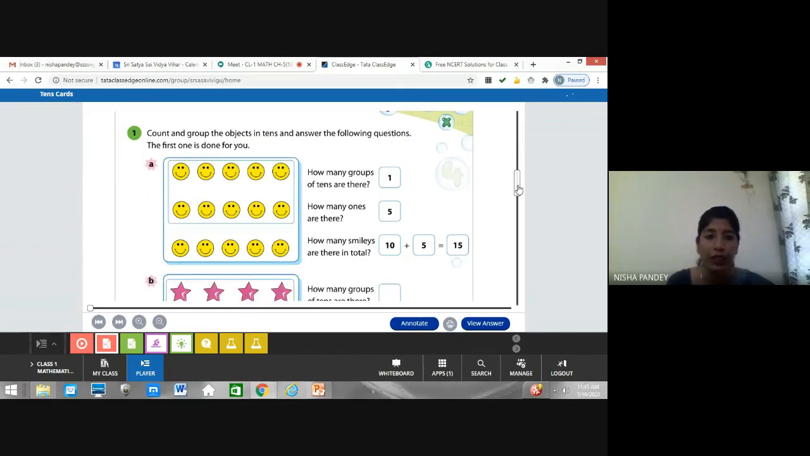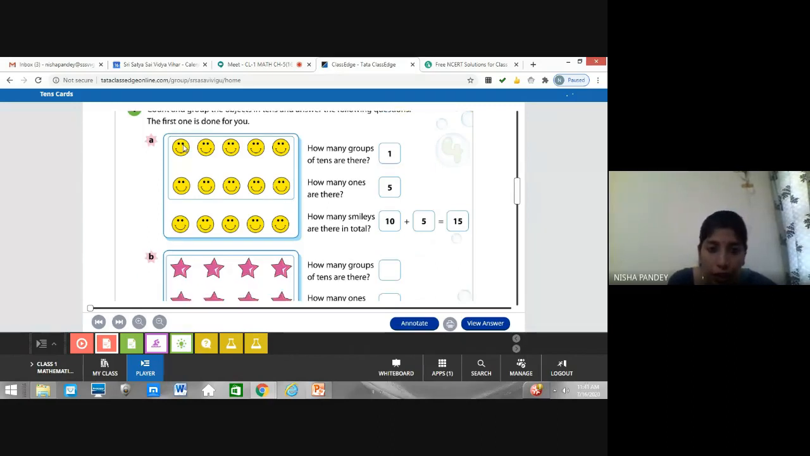Yeah, we have smileys here, right? And how many are there? They have made a box, which means it's a bundle of 10. As we can count also, 5 plus 5 is equal to 10. It means 10 smileys are in the box, in a bundle. We can say it's a group of 10 here. Now some loose smileys are here. How many are there? 1, 2, 3, 4, 5.